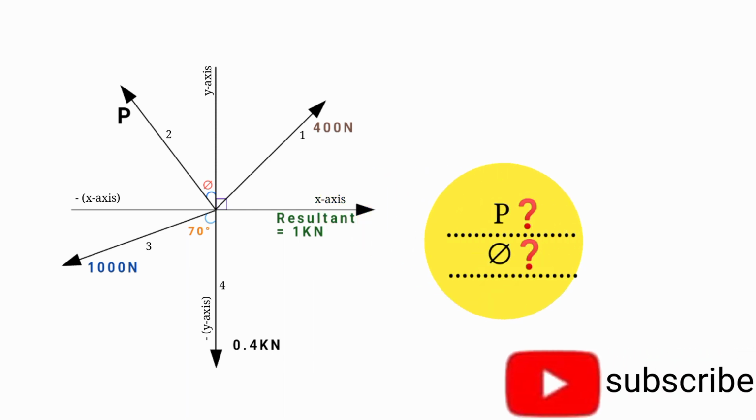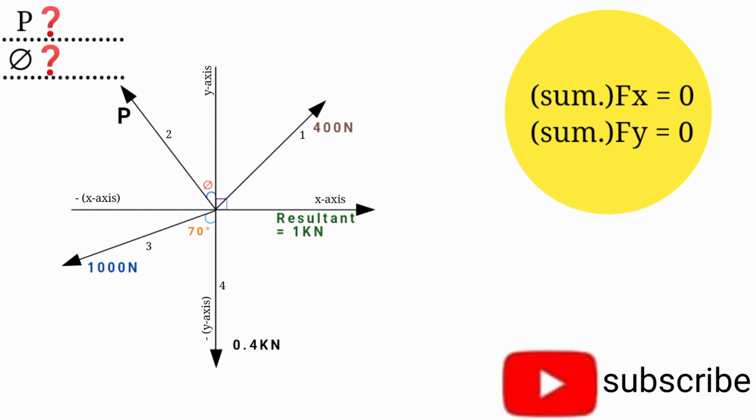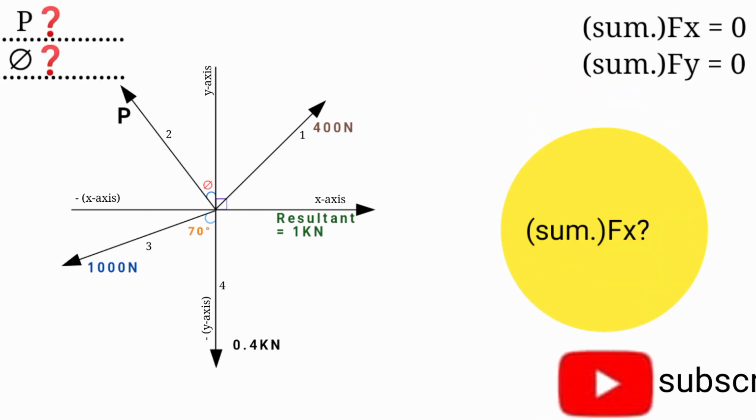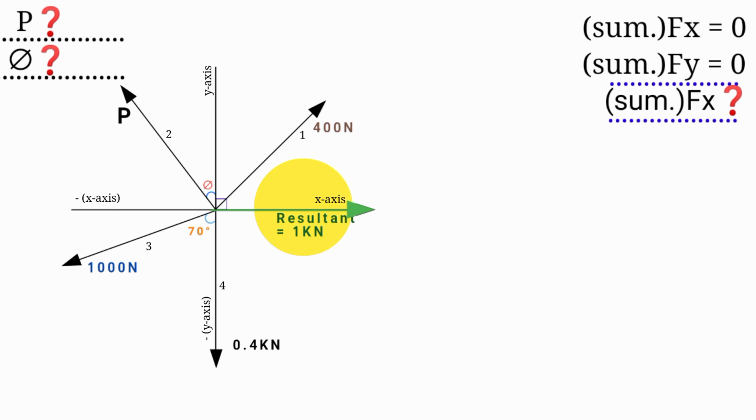So how can we solve for force P and theta? In equilibrium of forces, when all the forces at a point are represented, including the resultant or reactional force, summation of f of x equal to 0 and summation of f of y is 0. So what is the summation of f of x? Summation of f of x is all the forces acting on the x-axis. Okay, here we have the resultant 1 kilonewton, which is acting directly on the x-axis. Since it is acting directly on the x-axis, that means f of x for resultant is 1 kilonewton.